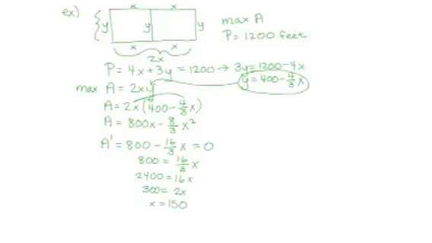So if x is 150, we could figure out what y is. We know y is 400 minus 4/3 x, so that'd be 400 minus 4/3 times 150. So that means y is equal to 400 minus, let's see, 150 divided by 3 is 50. 50 times 4 is 200. So that means y is equal to 200. So if this is a maximum, that means that the maximum will happen when x is 150, so each corral is 150 wide, and 200 feet tall, or long if you want to say it that way.